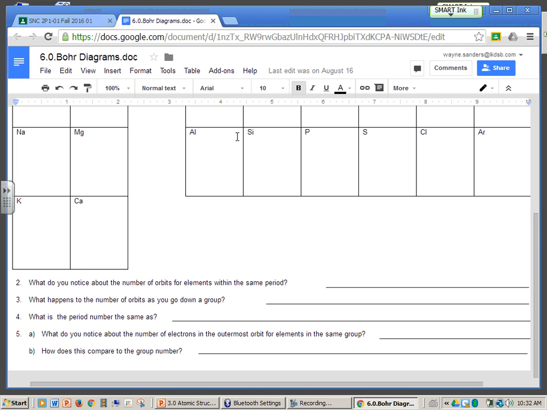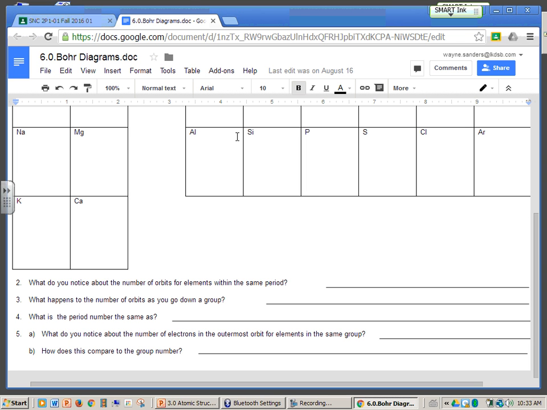What do you notice about the number of electrons in the outermost orbit for the same group? Okay, this is an important thing. How many outer electrons do hydrogen, lithium, sodium, and potassium have? Group 1 has 1 outermost electron.